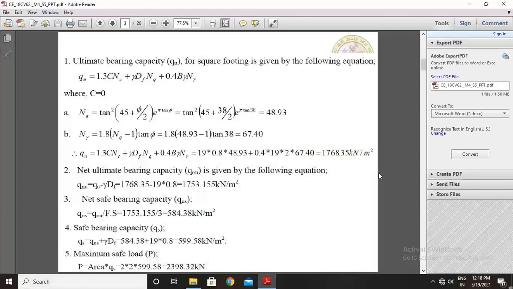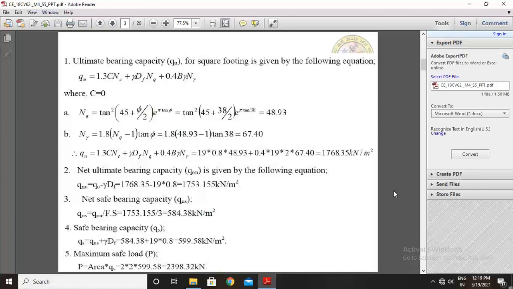Now substitute the values in step 1. Therefore Q equal to 1.3 times c Nc, this is the equation written. Then you substitute the values. Here c becomes 0, which means the first part is 0. Next, gamma is 19 into Df is 0.8 into Nq is 48.93 plus 0.4 into B is 2 into gamma is 19 into N gamma is 67.4. Now while solving this equation, we are getting the answer as 1768.35 kilonewton per meter square. This is the ultimate bearing capacity.